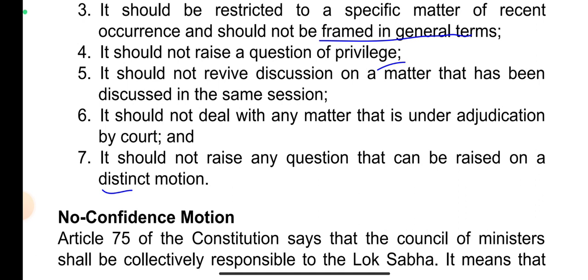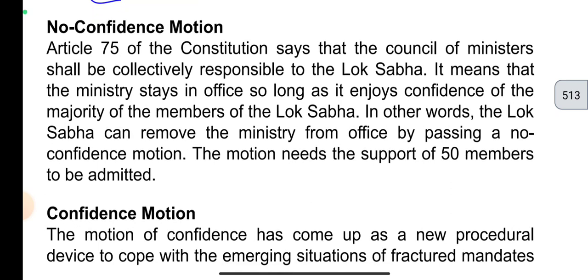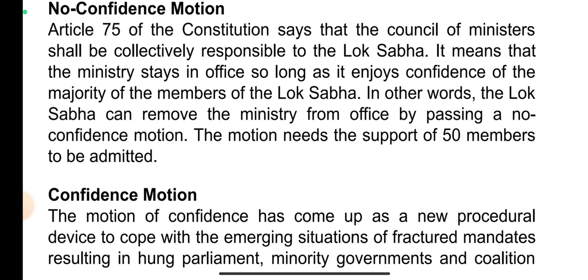No confidence motion. Article 75 of the Constitution says that the Council of Ministers shall be collectively responsible to the Lok Sabha. It means that the ministry stays in office so long as it enjoys the confidence of the majority of the members of the Lok Sabha. In other words, the Lok Sabha can remove the ministry from office by passing a no confidence motion. The motion needs the support of 50 members to be admitted. Minimum 50 members इसमें होना चाहिए.